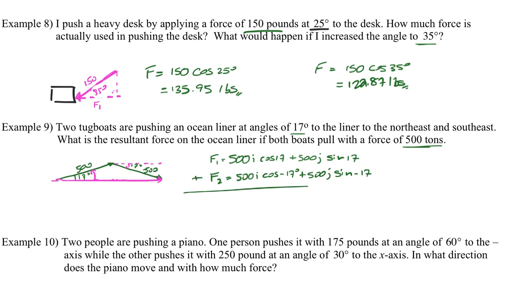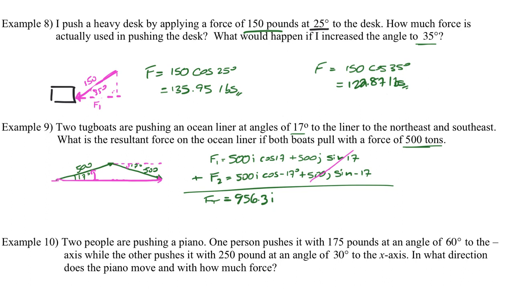I'm going to add those two to find my total force. So I have 500 cosine of 17 plus 500 cosine of negative 17, and that's going to give me 556.3 i. And then the other one cancels out, because when we add it, I have 500 sine of 17 plus 500 sine of negative 17, which gives you 0.